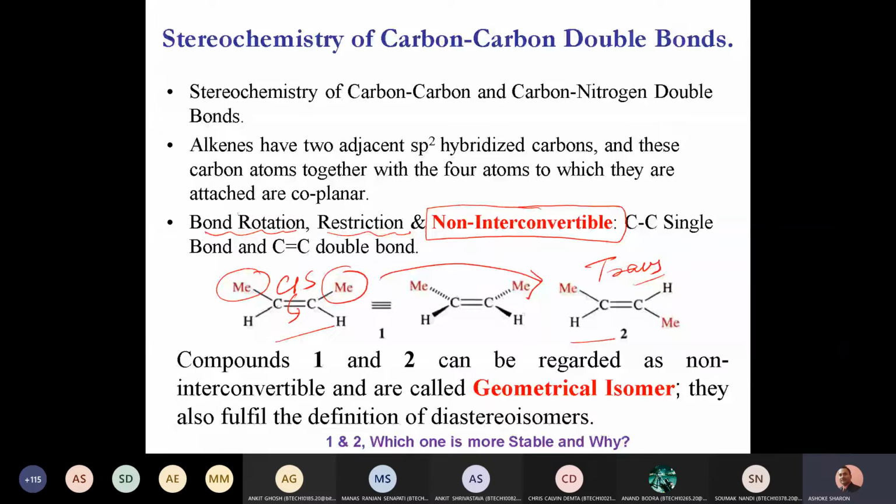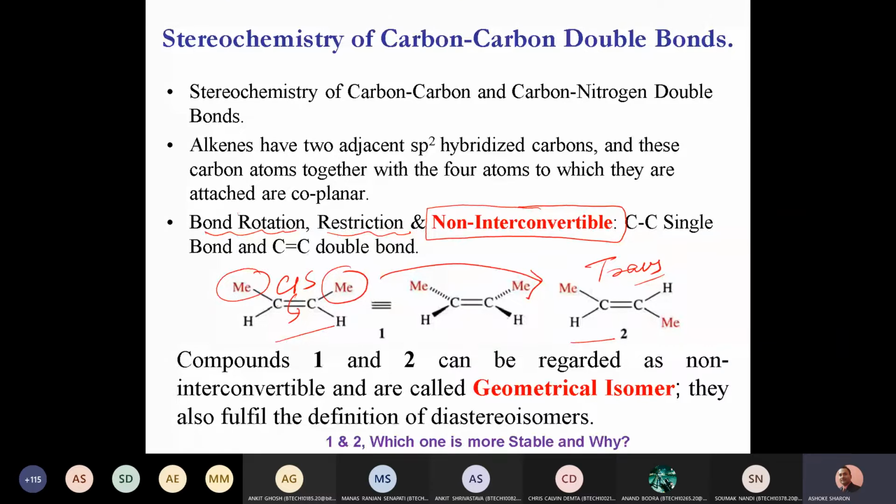Non-superimposable, non-mirror image. It should not be a mirror image of each other, and it should not be superimposable also. That is diastereomer. So my next question, whether these two are mirror image of each other? No, these 1 and 2 are not mirror image of each other.